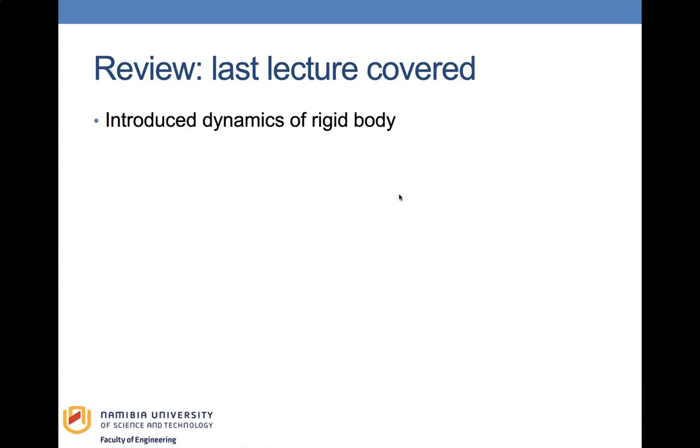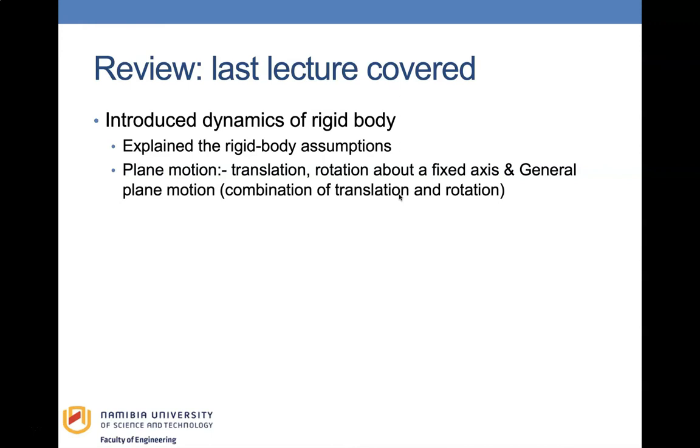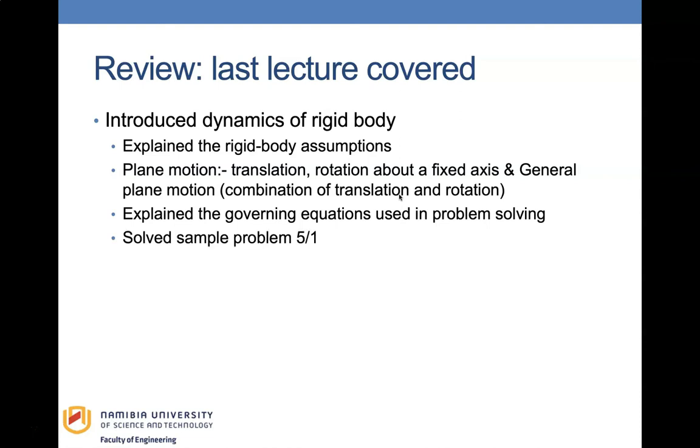We introduced dynamics of rigid bodies and explained the rigid body assumptions, and we also explained the different plane motion, which includes the translation motion, the rotation about a fixed axis, and then we have the general plane motion, which is a combination of translation and rotation motion. We also explained the governing equations used in problem solving, and then we solved sample problem 5.1 from your textbook.